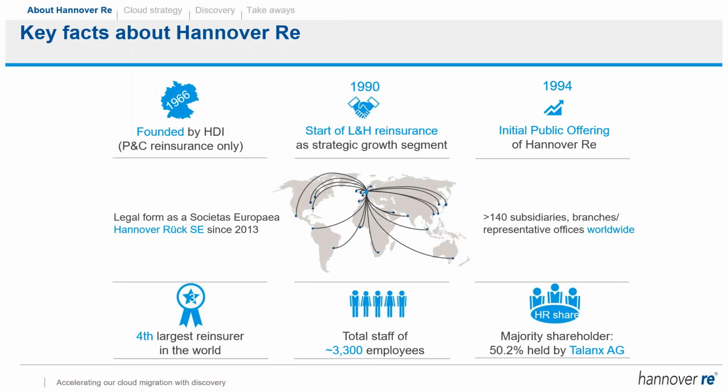So Hannover Re is just over 50 years old, and it has a gross premium of about 18 billion euros. Currently, it's the fourth largest reinsurer in the world. And in 2017, it had a net income of 960 million euros. They have a network of 140 offices, and they employ about 3,300 people worldwide.